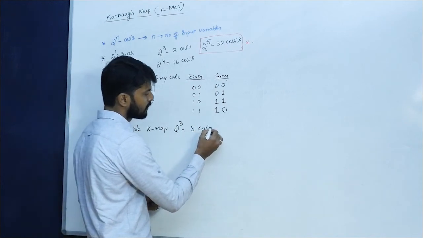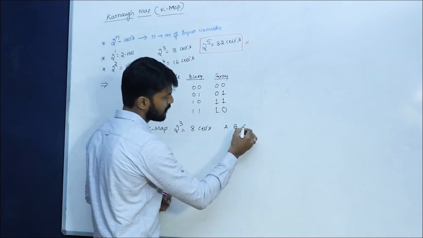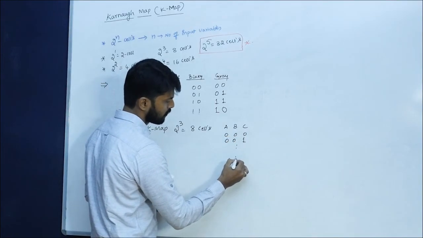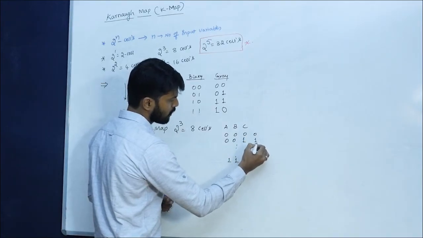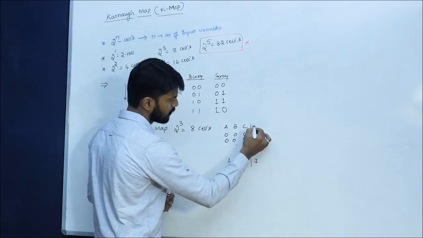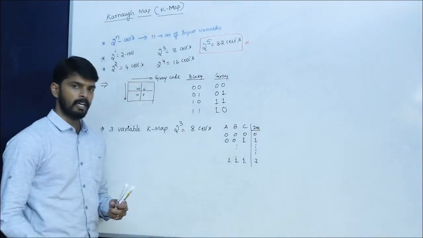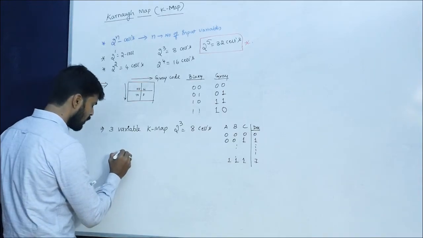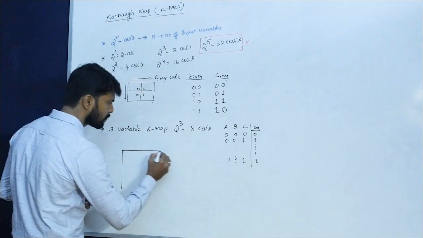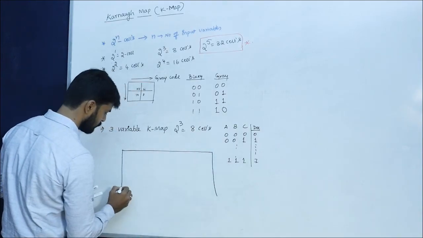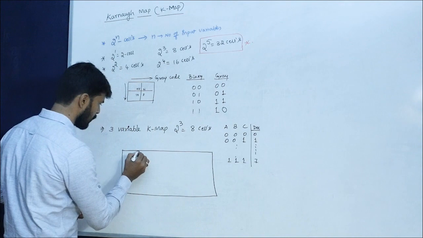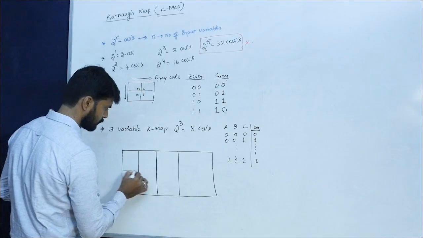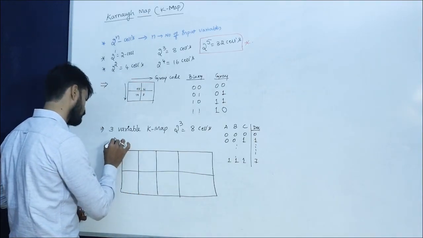So for 8 cells, we need to take the A, B, C combinations. It starts with 0, 0, 0, 0, 0, 1 till 1, 1, 1. Isn't it? It starts with 0, 1 till 7. This is the decimal representation. With respect to that, we need to construct a K-map. In this, I will construct an 8 cell K-map. This is the 8 cell K-map.